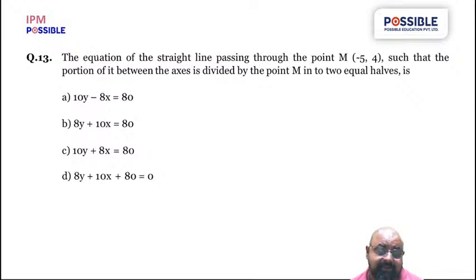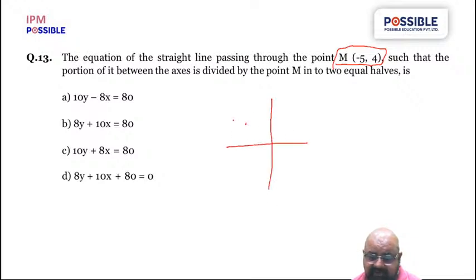Question 13 then says, the equation of a straight line passing through point M such that the portion of it between the axes is divided by the point M. So the point M is minus 5 and 4 would lie somewhere here. So I need a line which passes through this point, something like this, assuming that this is one line and this the M is the point here. This point M has to divide this line into 2 equal parts.